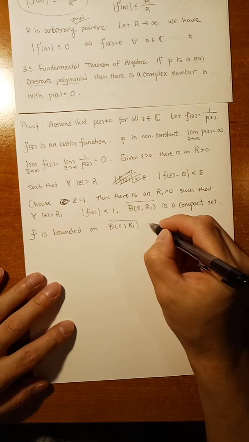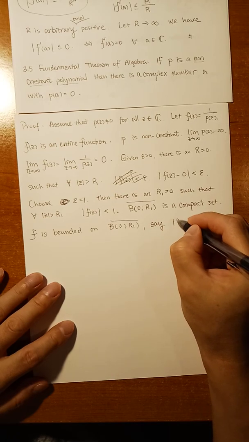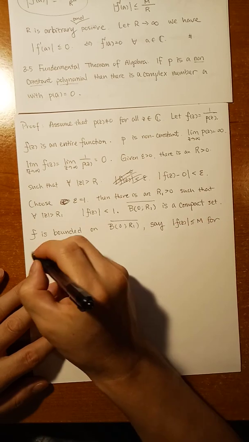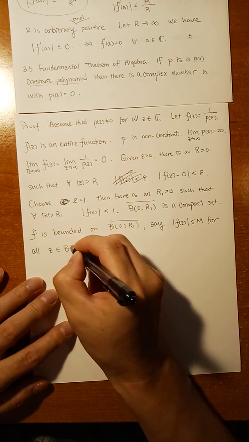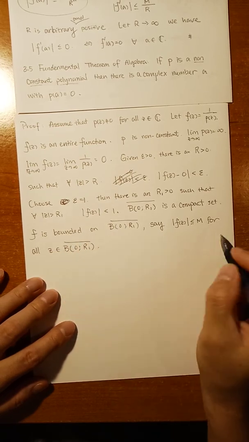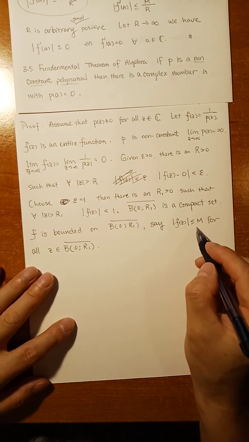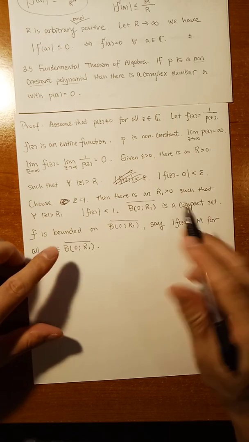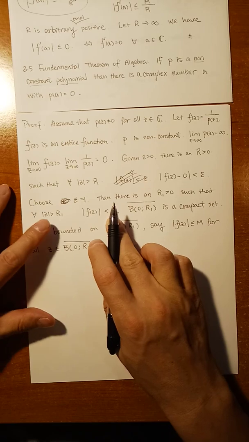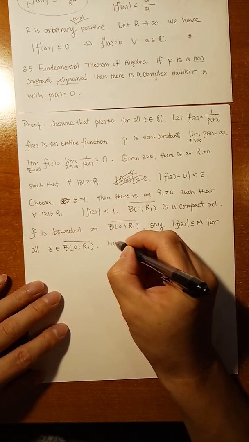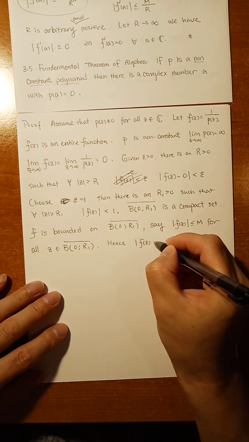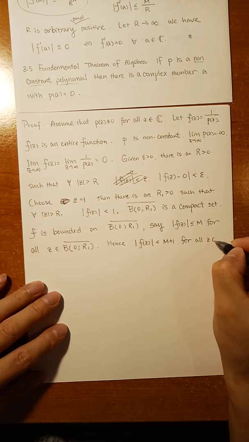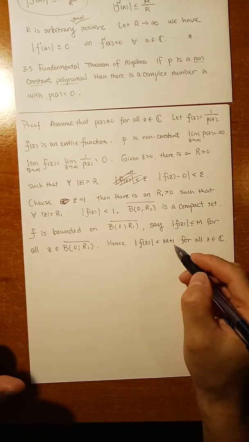Let's make it concrete. Say the modulus of f is less than or equal to m for all z in the closure of B0 R1. So inside the closed disk, the modulus of f of z is always less than m. Outside of the closed disk, the modulus of f of z is less than or equal to 1. Hence the modulus of f of z is always less than m plus 1 for all z in C. Inside dominated by m, outside dominated by 1.